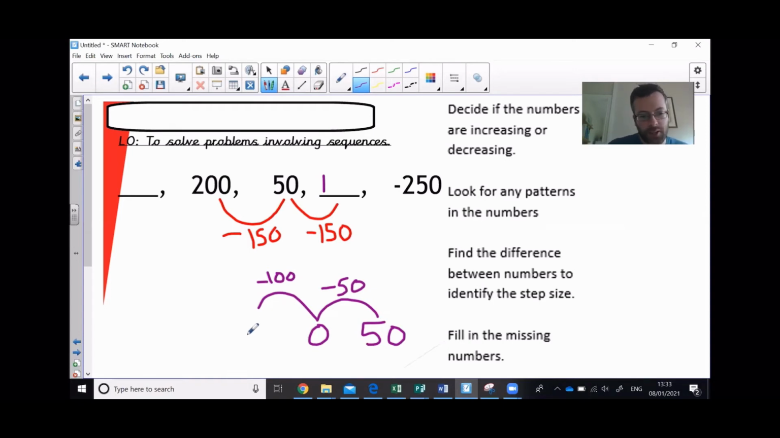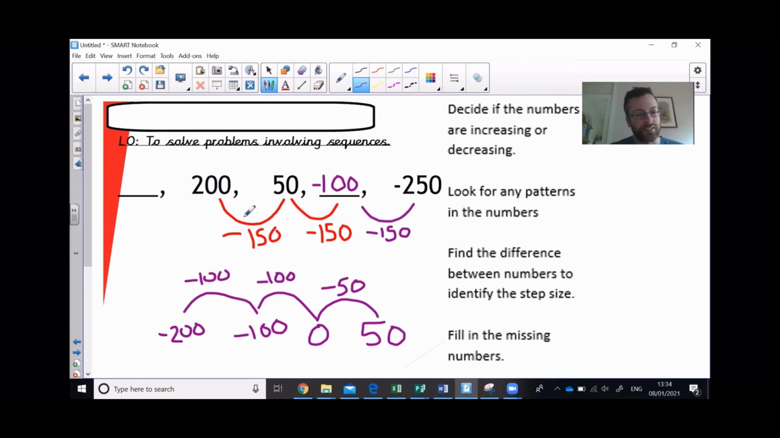So 0 take away 100 just gets me to a minus 100. Now the reason I looked at it before and thought that can't be right is because I looked ahead. And from minus 150 to minus 250, I knew it wasn't take away 150. So minus 100, well, yeah, if I took away another 100, that would get me to minus 200, and then another 50 would get me to minus 250. So I'm happy that this is right.